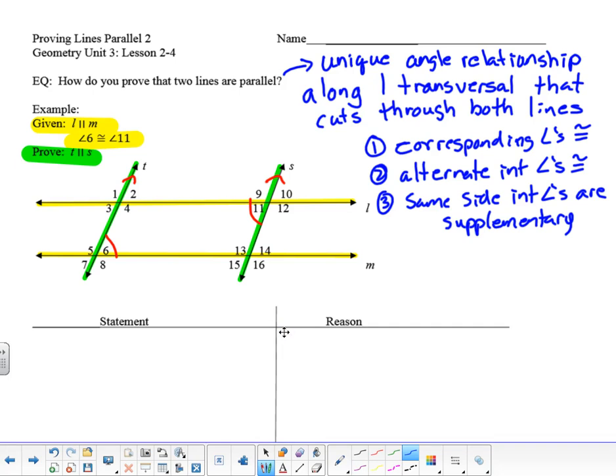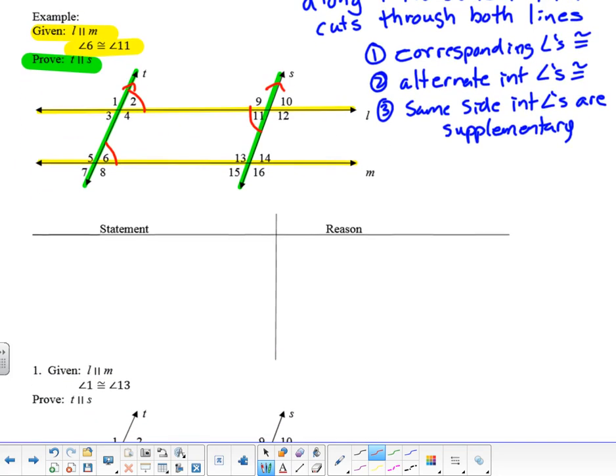I know that L is parallel to M. Because L is parallel to M, let's look along a transversal. Looking along transversal T, I see that 2 and 6 are congruent because those are corresponding angles. Now for T and S, if we look along this top yellow line, line L, we notice that 2 and 11 would then be congruent, and that would give us that the lines are parallel. That gives us our unique angle pair along a specific transversal.